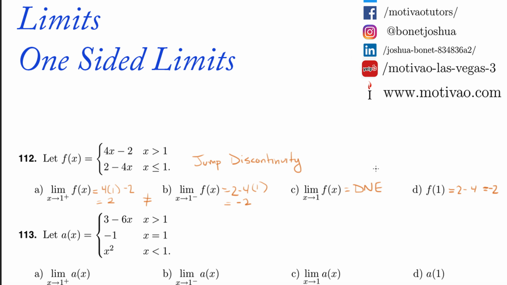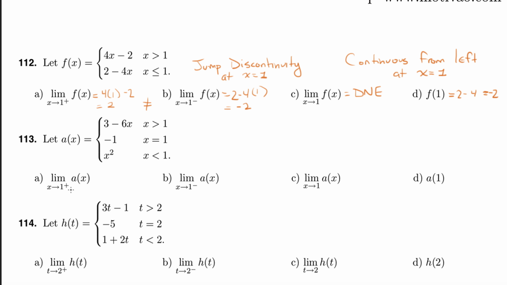Now, this means that this function is continuous from the left at x equal to 1. Right? Because that means that the limit from the left and the value evaluated at 1 are equal. So it's a jump discontinuity at 1. Let me write that down. But it's continuous from the left at 1. Okay? Now let's look at another example.